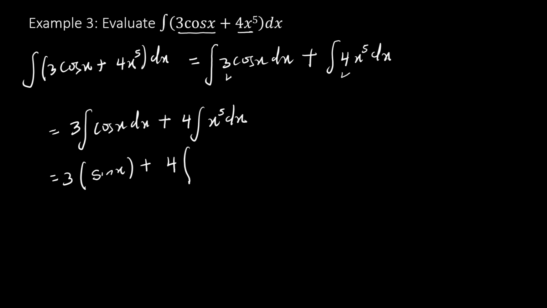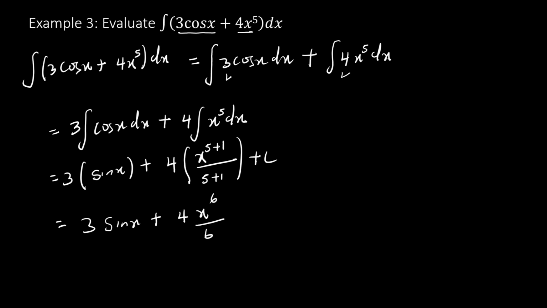So we are integrating x to the power of 5, just like we had in the first example. Assume that we are multiplying x to the power of 5 by x. So we have x to the power of 5 plus 1 over, let's put whatever we have at the top at the power here, 5 plus 1. And this is plus c. So we now have 3 sin x plus 4 x to the power of 6 over 6 plus c.